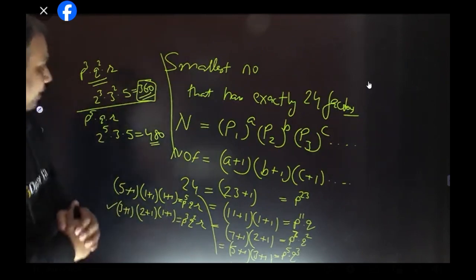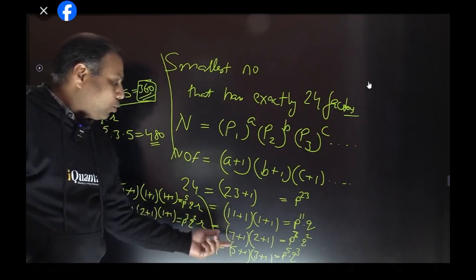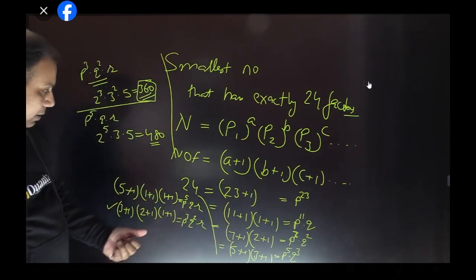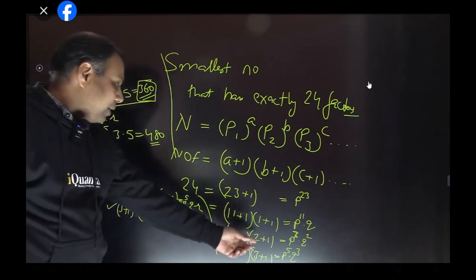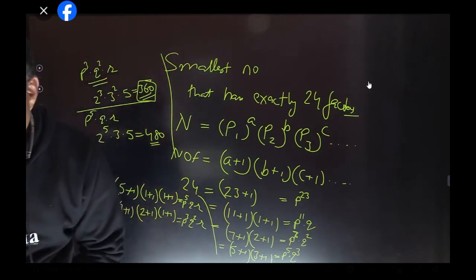Priyam, can we break down 7 plus 1? I have broken that down now. 7 plus 1 was 8. So 8 you can break down as 4 into 2, that is 3 plus 1 into 1 plus 1. 8 into 3, 24. So that 3 is already done, right? So here 3 plus 1 into 1 plus 1. Yes, that's what we have done.